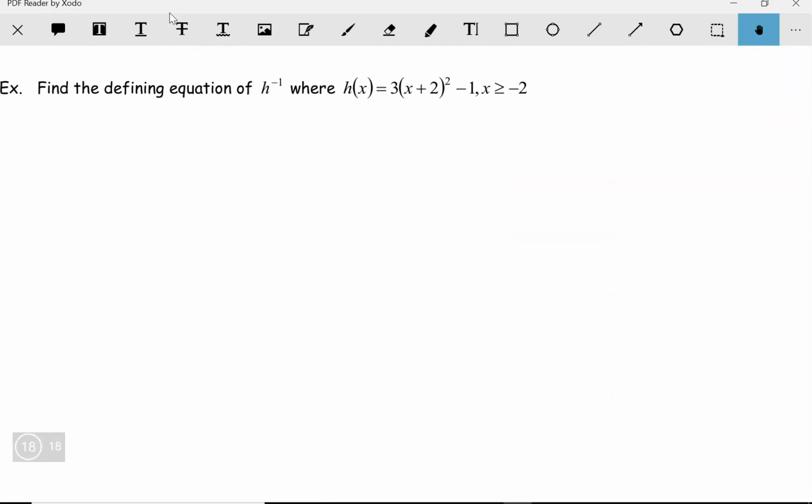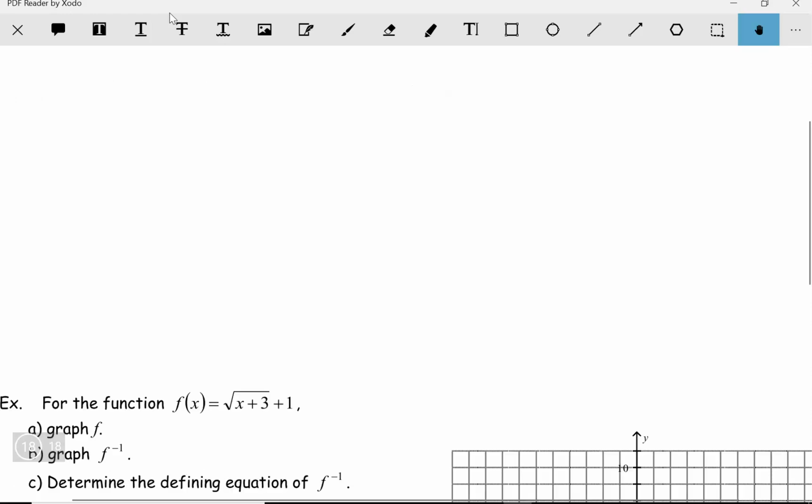Find the defining equation of h inverse where h of x equals that, x greater than or equal to -2. So this is an interesting question.